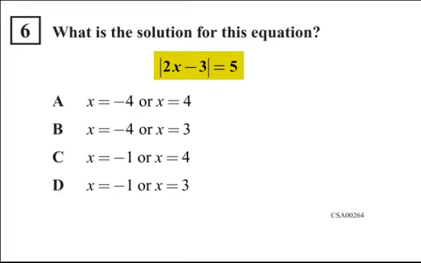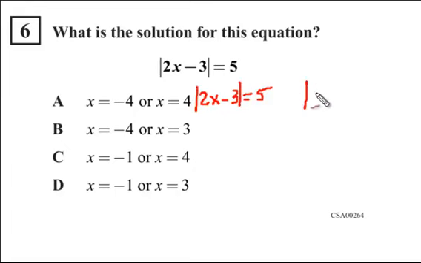If what's inside the absolute value is equal to 5, then it can also be negative 5, since the absolute value of negative 5 is equal to 5. Let's write down these two equations. We have the absolute value of 2x minus 3 equals 5. Absolute value, let's not forget that. And the other equation is the absolute value of 2x minus 3 is equal to negative 5.